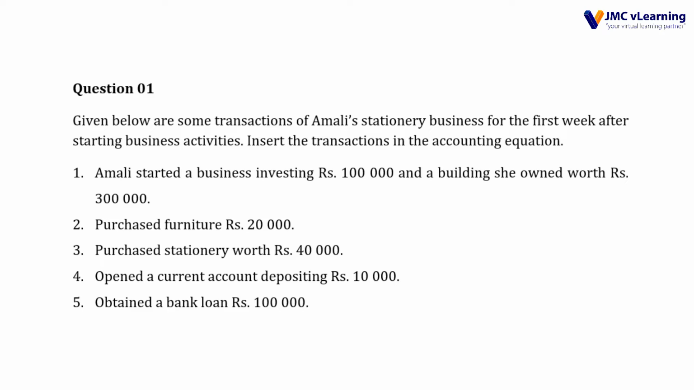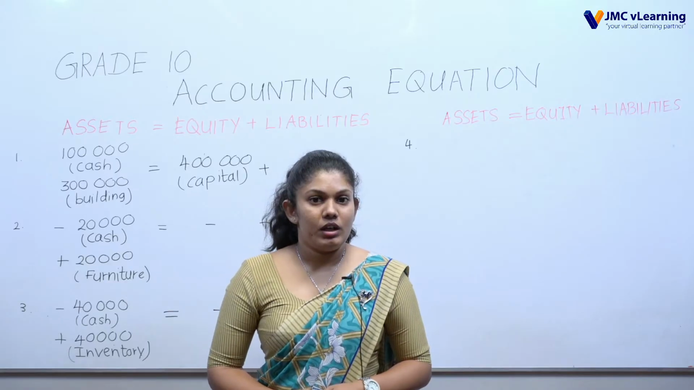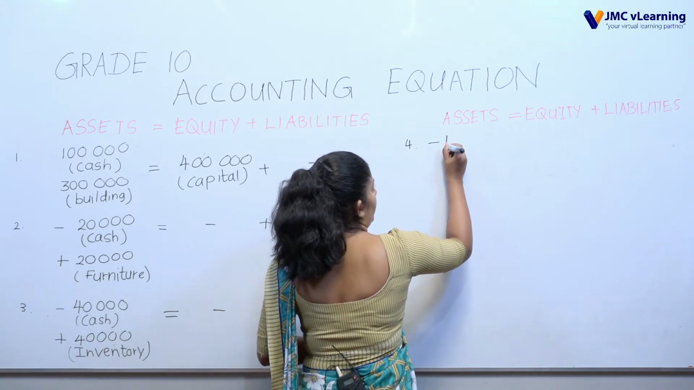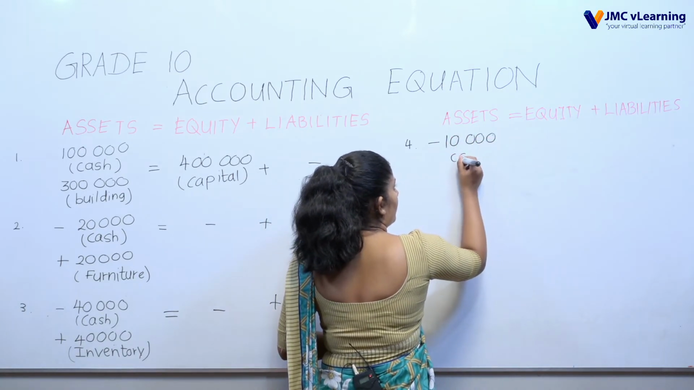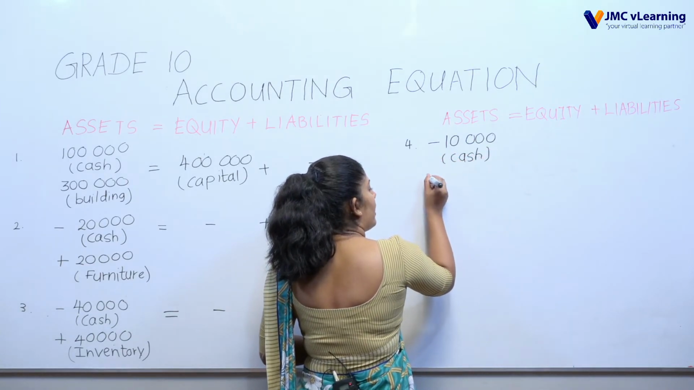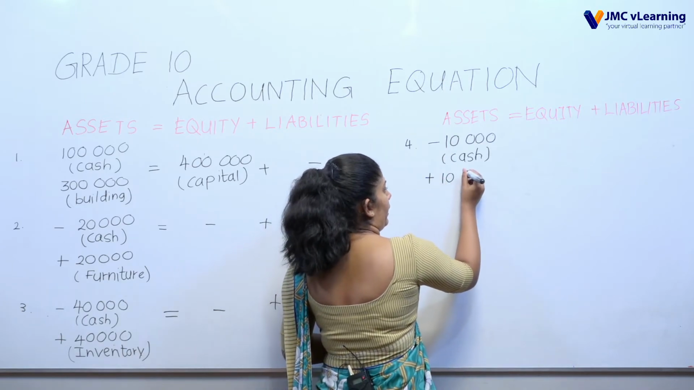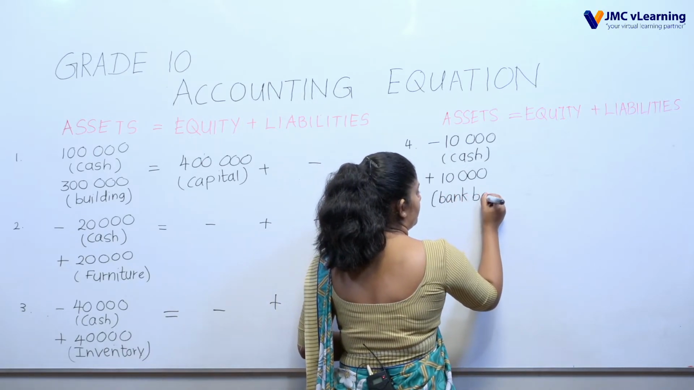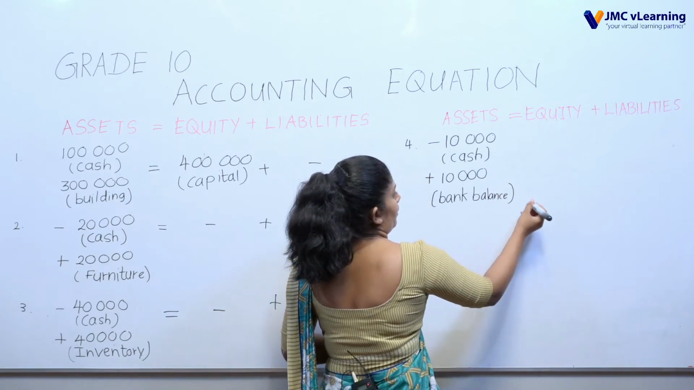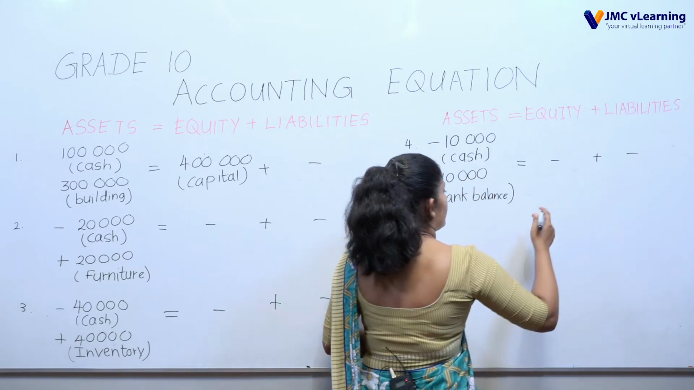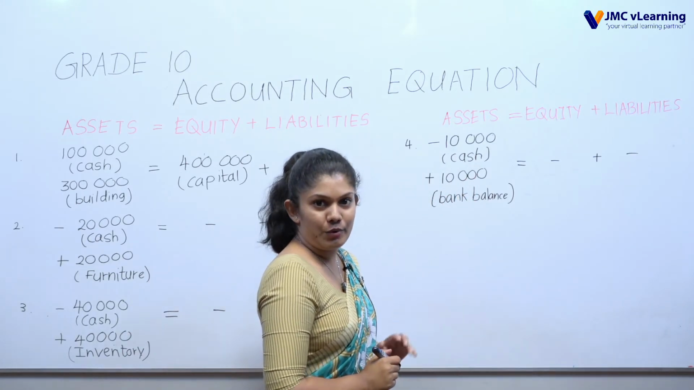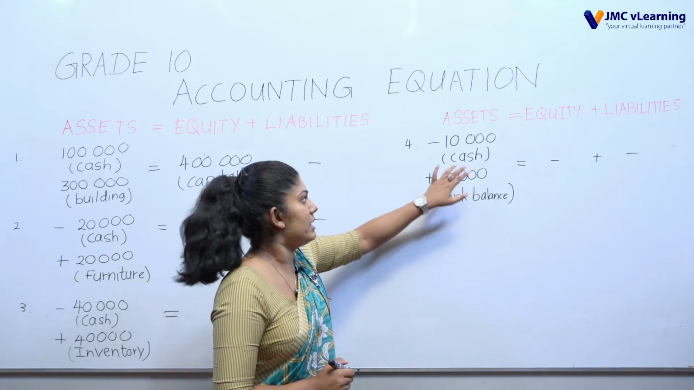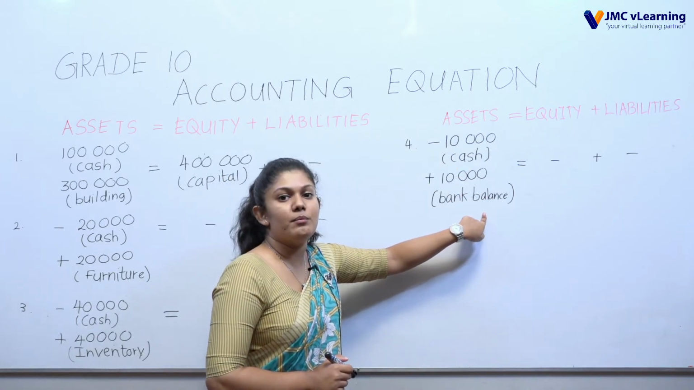Opened a current account depositing 10,000. The current account also belongs to the business. Therefore, we have to reduce 10,000 cash. But we are getting another new asset worth 10,000 as bank balance. We are getting a new asset, bank balance or current account. Nothing changes. We spend cash and we got it back. That means we invested cash in another mode.